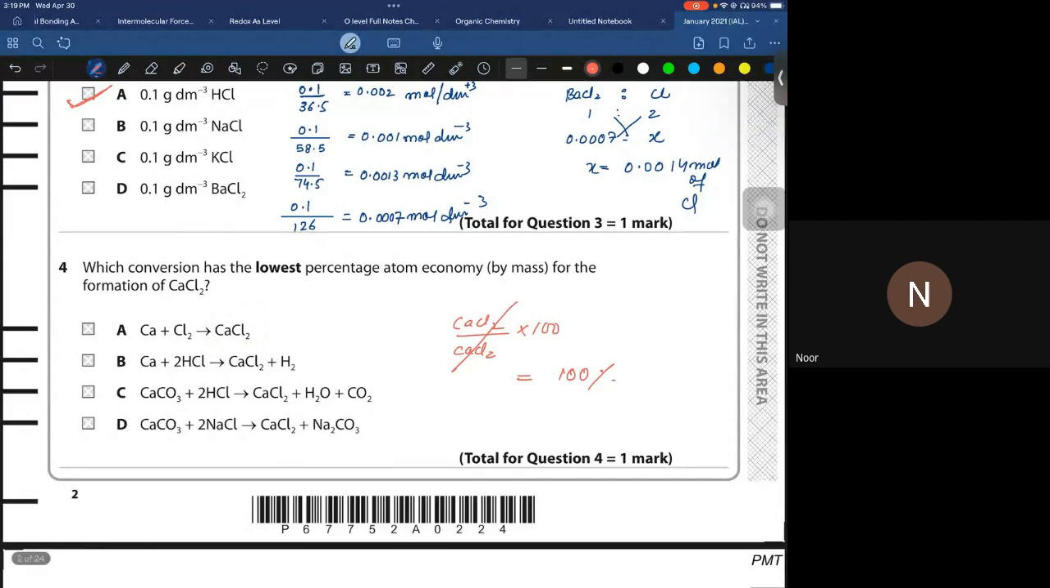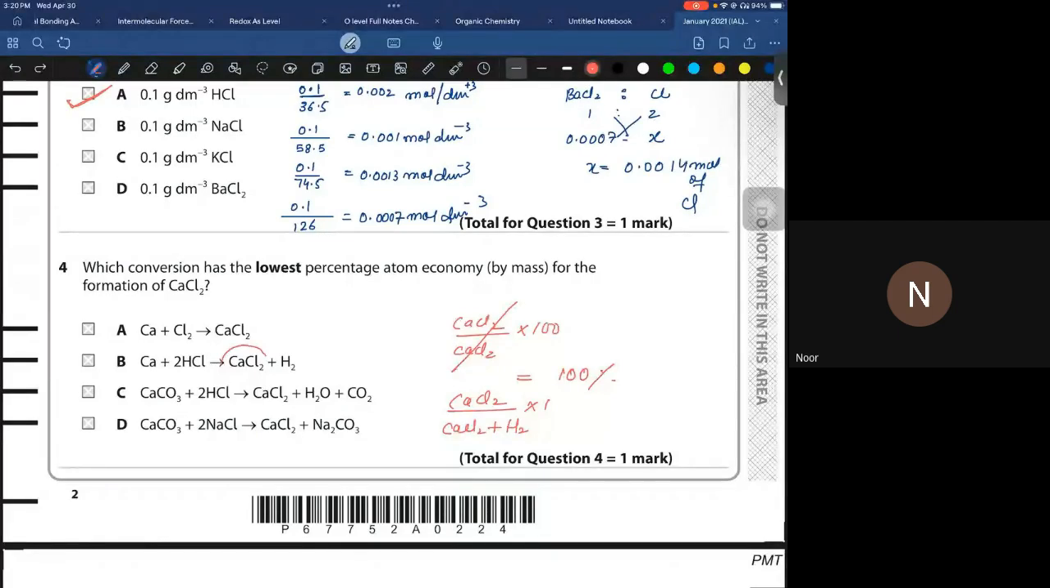In option B, let's suppose I have to find the percentage atom economy for calcium chloride. So calcium chloride divided by calcium chloride plus hydrogen, multiplied by 100. Then the same goes for the other options. Remember, you have to calculate the masses, and then you would be getting different answers. Then you have to see which one has the lowest percentage.